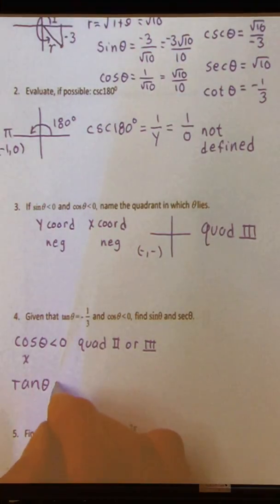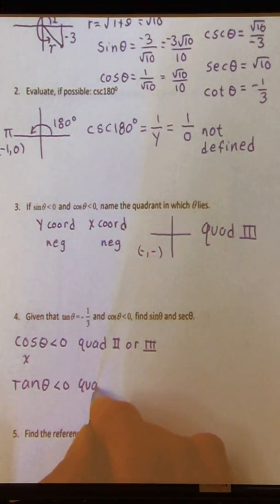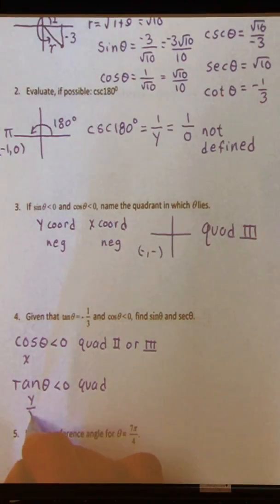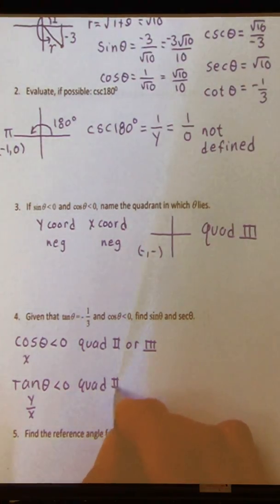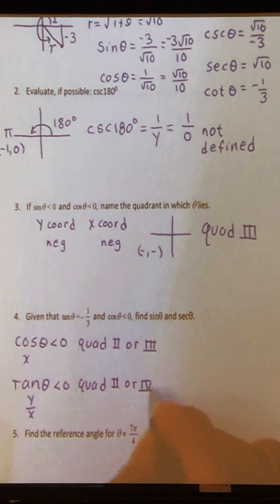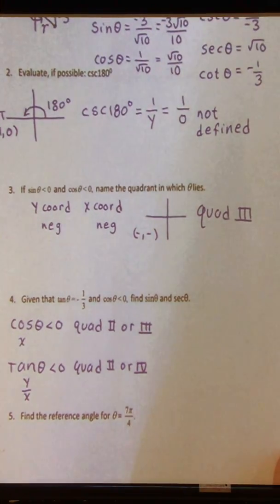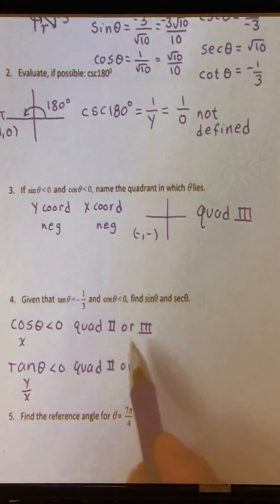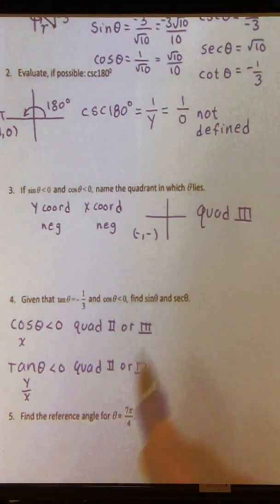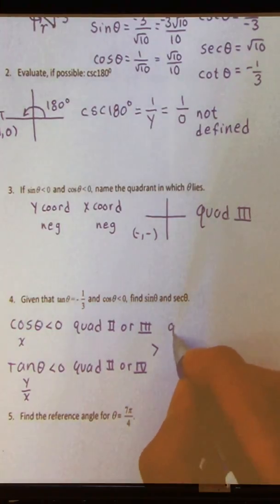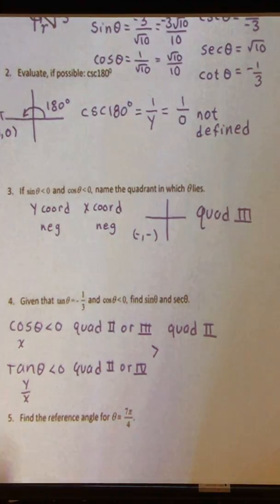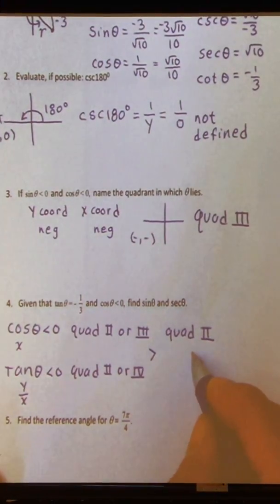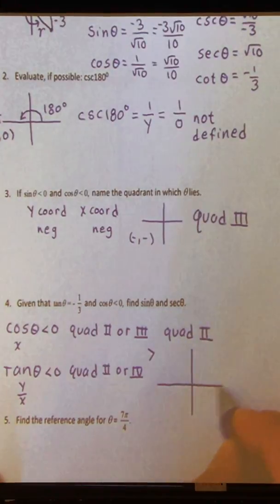So if the tangent is negative, then we must be, let's see, tangent is y over x. So where is that ratio negative? That would either be in quadrant 2 or 4. Quadrant 2 or 4. So where these two would overlap would be here in quadrant 2. So putting this information together says our given angle is in quadrant number 2. So now we know where it is. So we will now draw our picture. We're in quadrant number 2.